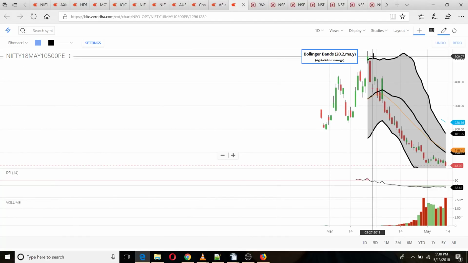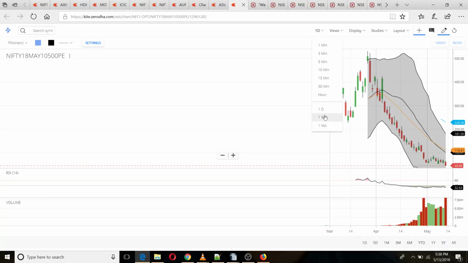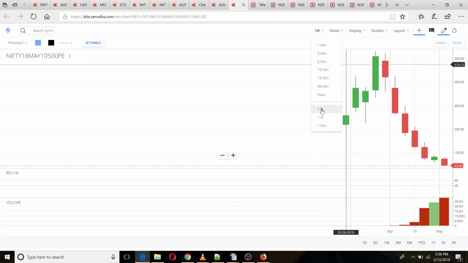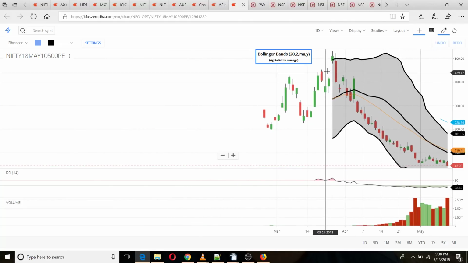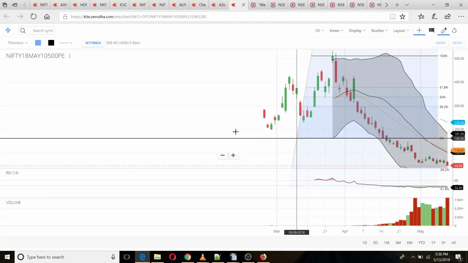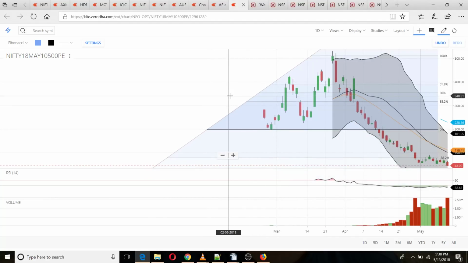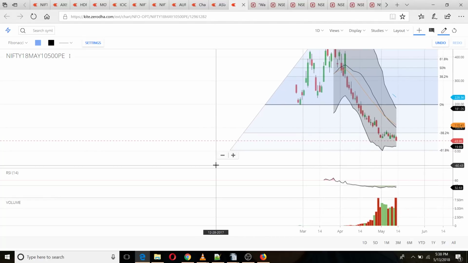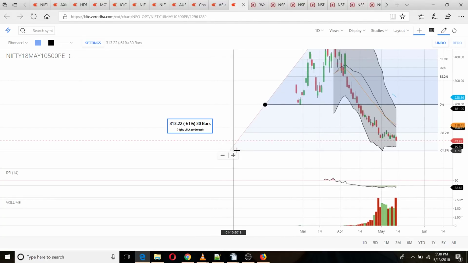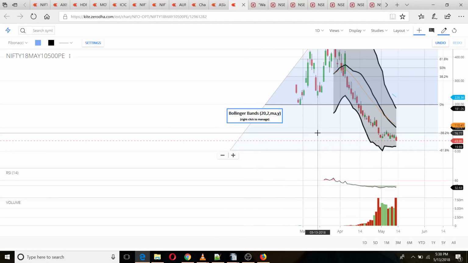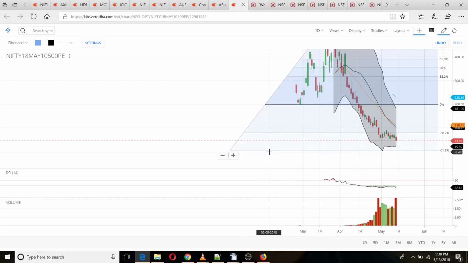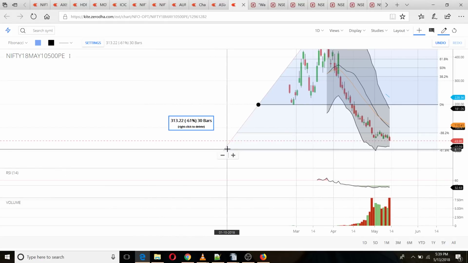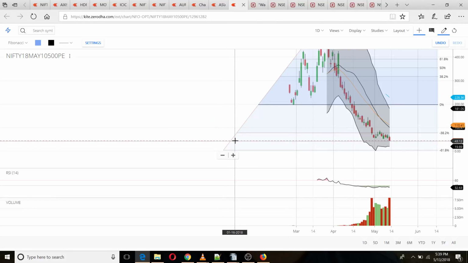Now let's go to the weekly chart. Weekly chart, it has been constantly going down. Now on daily chart we see that it is trading below this 38% retracement. This is the extension of that. So how is this? Just 2 rupees.